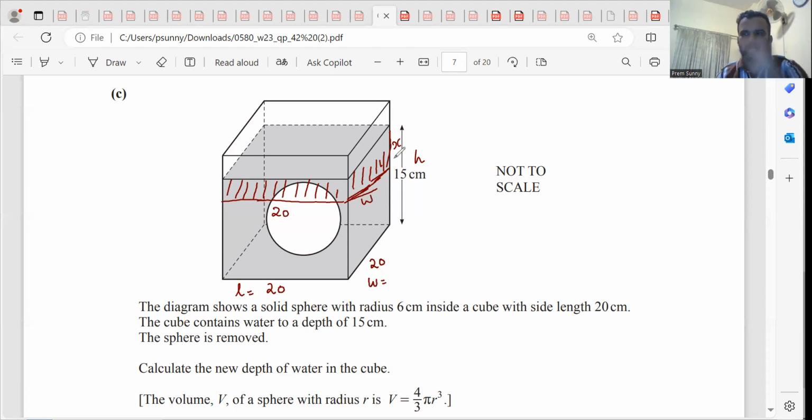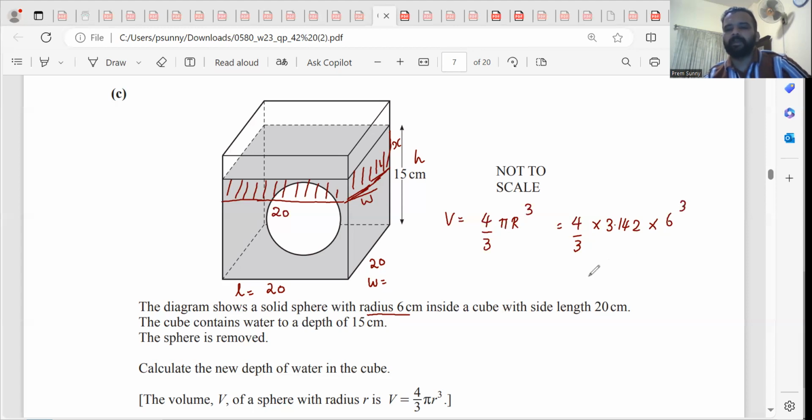So when we remove that sphere, the height is what gets decreased. Length and width just remain the same. The volume of the sphere will be the same as the volume of water that is being decreased from the tank. So first let me find the volume of the sphere. Volume of sphere is 4 by 3 pi r cube. So this is 4 by 3 into pi, we know it is 3.142, into r cube. The radius of the sphere is mentioned here, 6 centimeter.